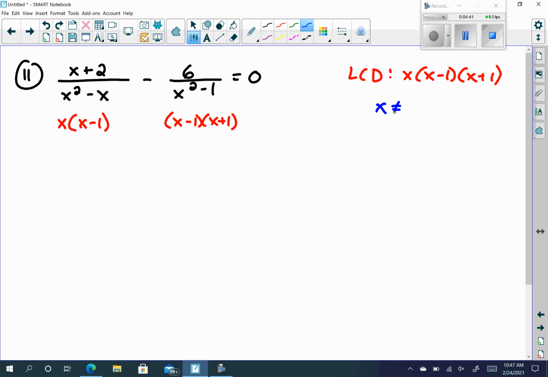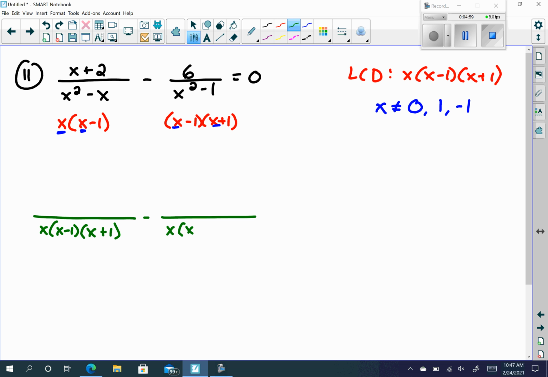What can't x equal? This first x cannot equal a 0. This x cannot equal a 1. Same here. This x cannot equal a negative 1. So now I'm going to make two fractions having the LCD. And because this is 0, well, we know 0 times anything or divided by anything is still 0, so I'll just leave it as a 0.